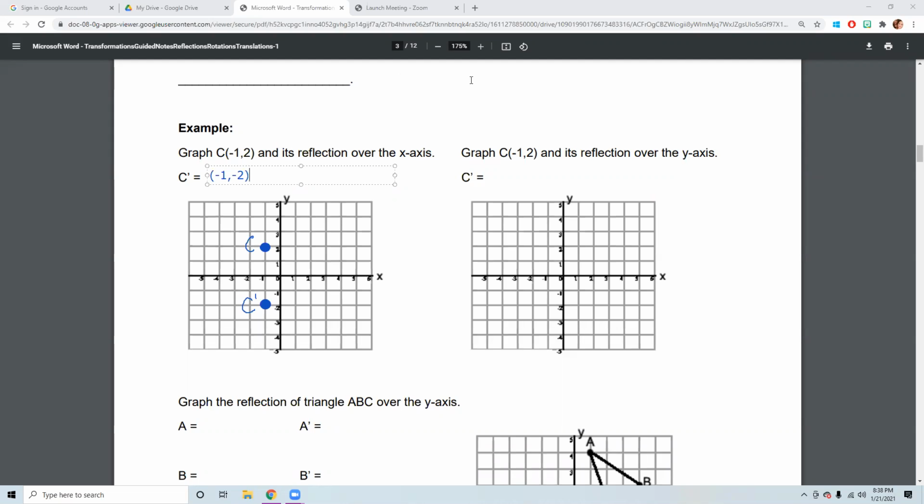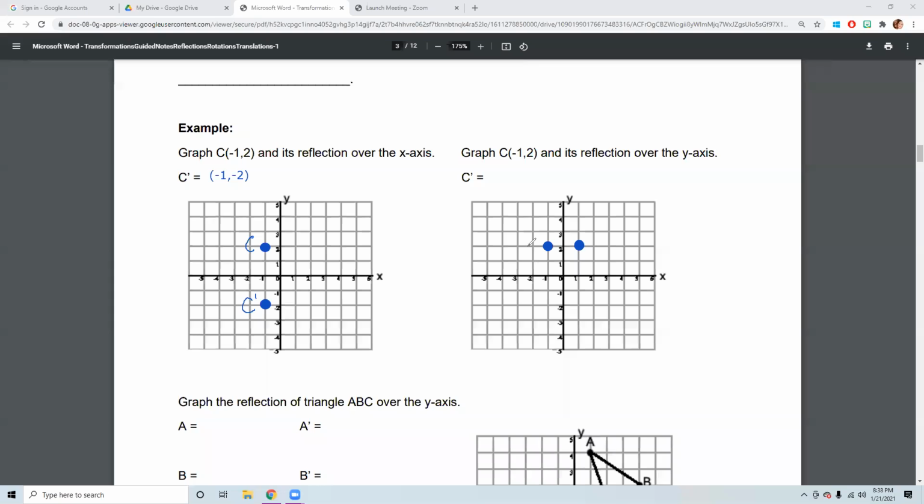All right, let's try this next one. We have point C again. It's the same point at (-1, +2), so let's go ahead and graph that. But this time it's reflected over the y-axis. That means that this vertical line is our mirror. We are standing 1 jump away from our mirror, so our reflection should be standing 1 jump away from the mirror. And so our reflection is right there.